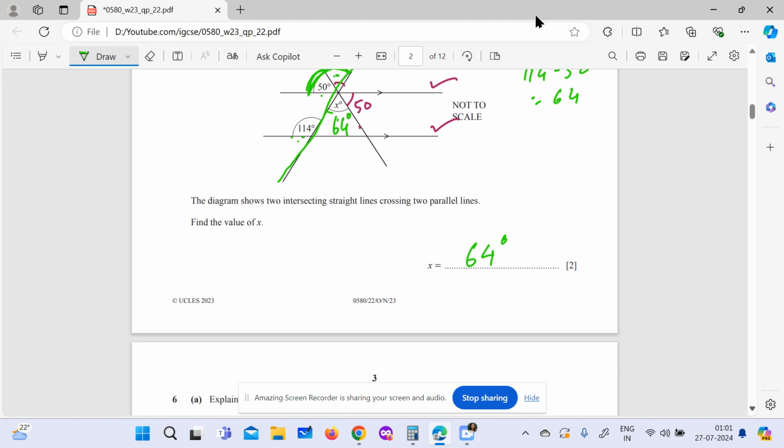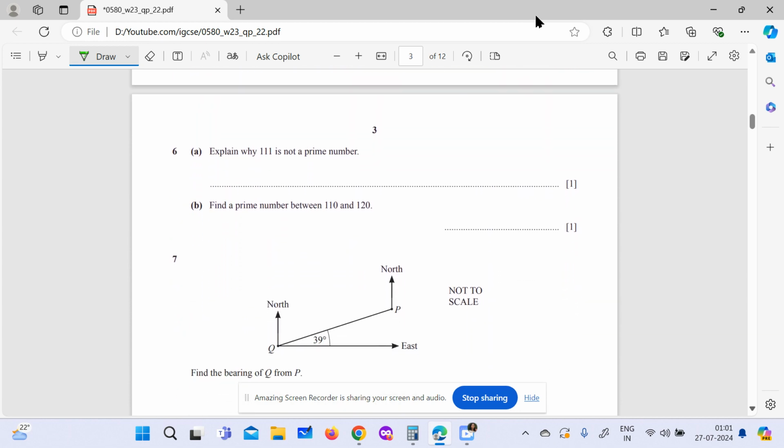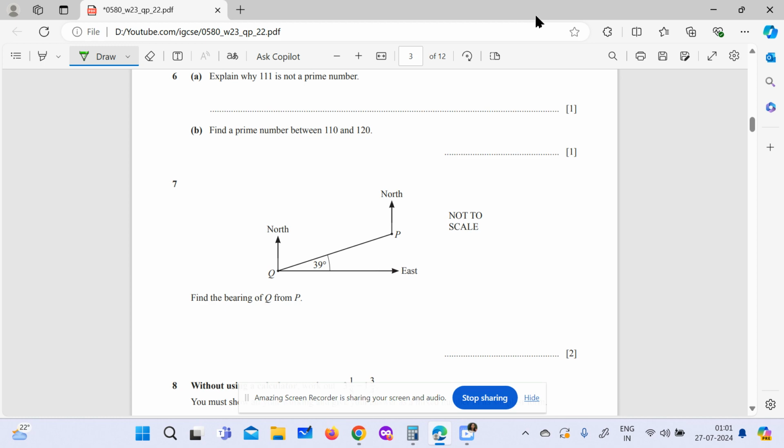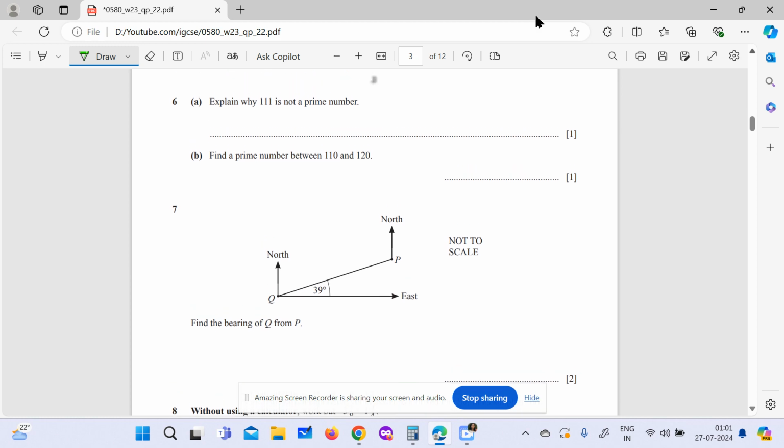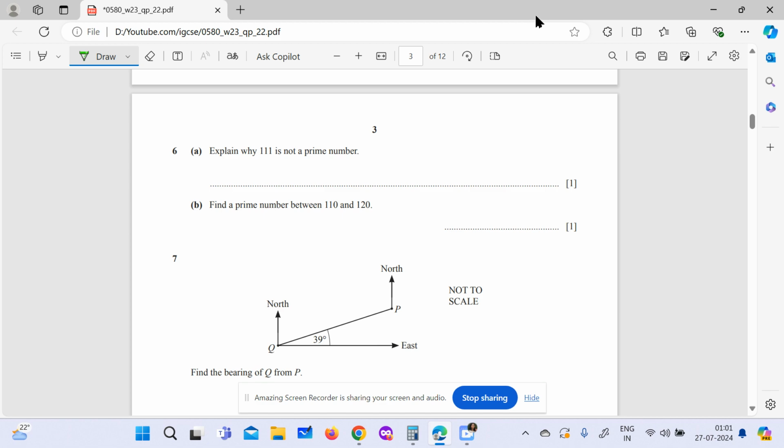Now let's move to the next question. Explain why 111 is not a prime number. So what are prime numbers? Prime numbers are numbers which have only two factors, that is the number 1 and the number itself. Now let's see how many factors 111 has.